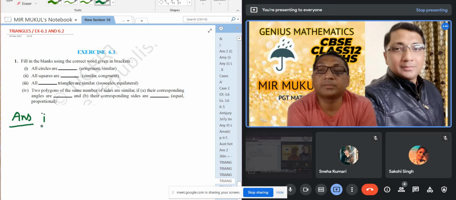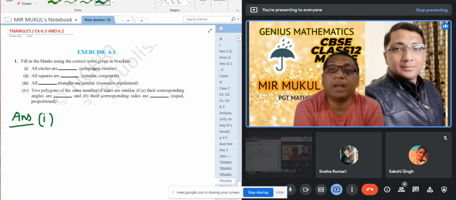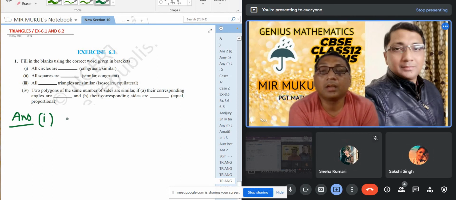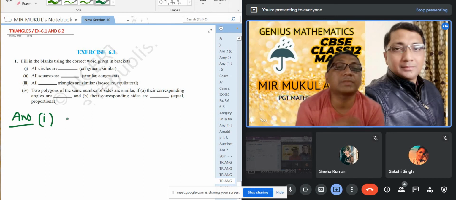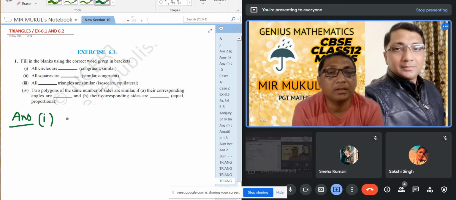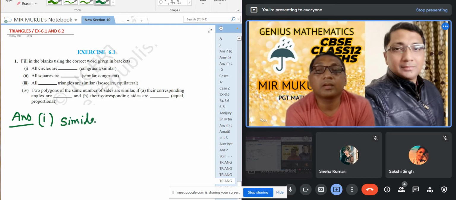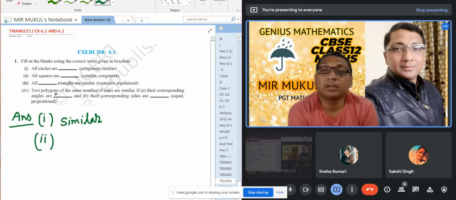Answer first. Fill in the blanks using the correct words given. So, all circles are what? Similar. All circles are not congruent. Some circles will be smaller, some bigger. They are not congruent, but they are similar. So all circles will always be similar. Now the second answer. All squares are similar.